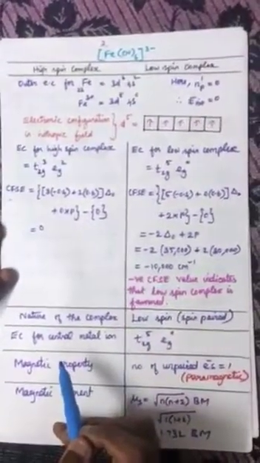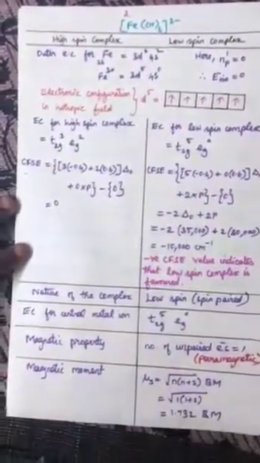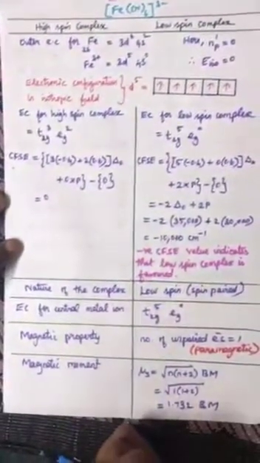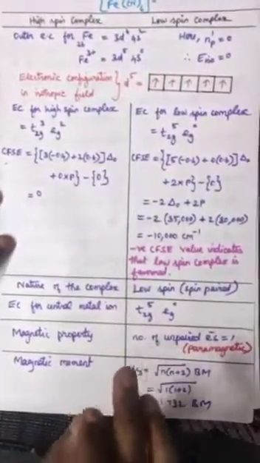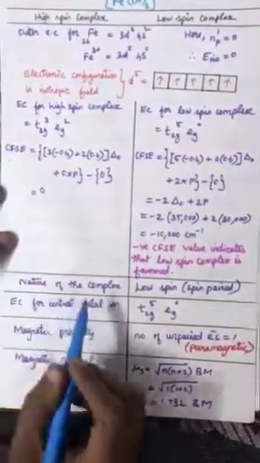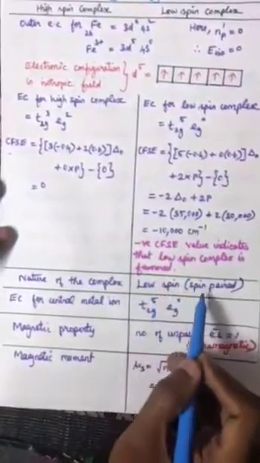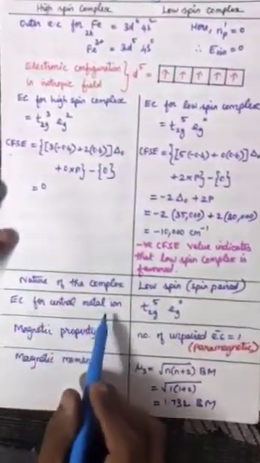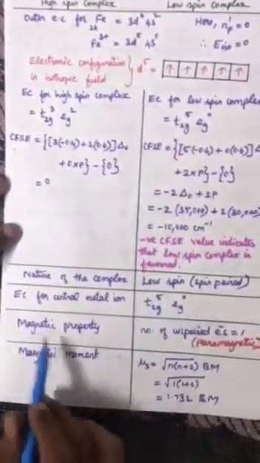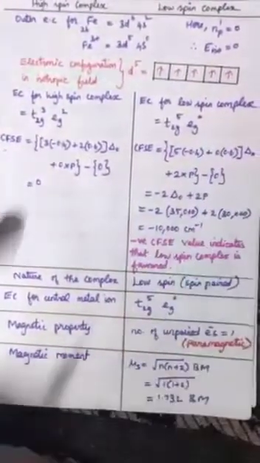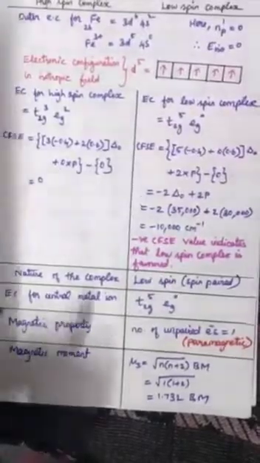Low spin அப்படினா என்ன அர்த்தம்? எலக்ட்ரான் வந்து higher energy க்கு வந்து shift ஆகாது. So the electron prefers to get paired in the T2G orbital itself. So the nature of the given complex is low spin, spin paired. Electronic configuration of central metal atom is T2G power 5, EG power 0. Magnetic property, here we have, it will be like this.